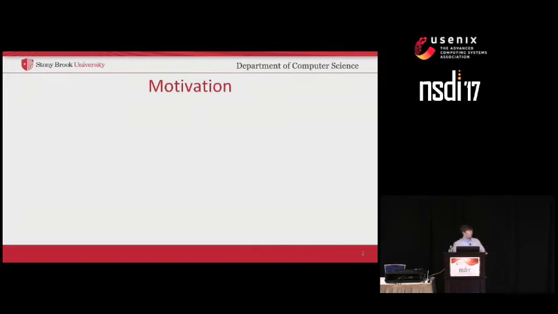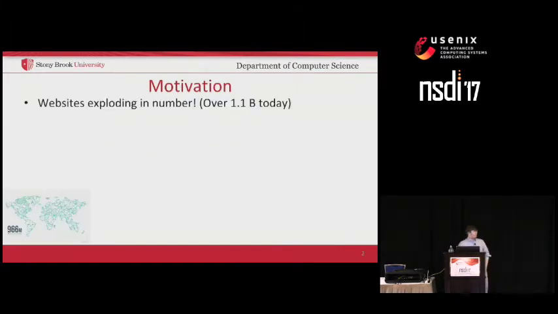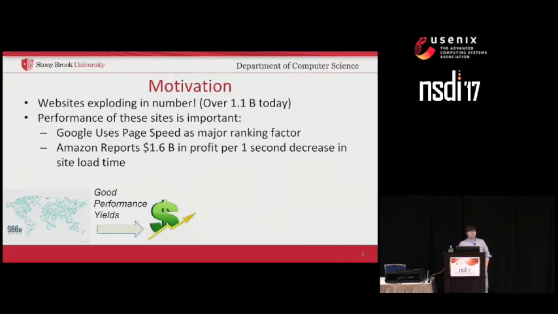So what's the motivation for our work? Well, websites are exploding in number. There's over 966 million unique sites today as of 2015, and now there's over 1.1 billion. As a result, performance is increasingly important for these sites. And Google is now using page speed as a major ranking factor in search. And Amazon reports for every 1 second decrease in page load time, or PLT, there's a $1.6 billion profit.